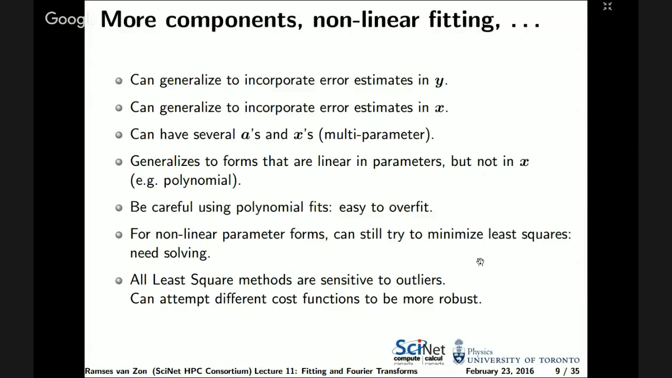But you can generalize this. You could have errors in your Y variable. You could have errors in your X variable. And you can estimate them, and they will become sort of weights. If you have a large error in a point, you don't want it to change the result much. There's a function for that in the GSL. You can have several A's and X's, so you can have several independent variables and therefore more coefficients. You can have forms that aren't linear necessarily, but they're linear in the parameters, so A, B, C. So you could have polynomial fits.